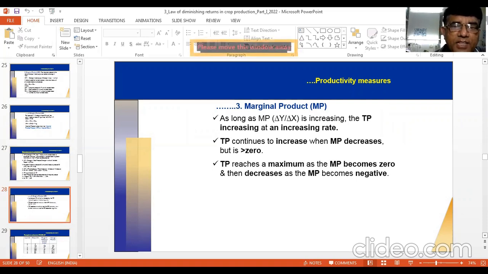TP continues to increase when MP decreases but is more than 0. TP reaches a maximum as the MP becomes 0 and decreases as the MP becomes negative. Your TP decreases when your MP becomes negative.